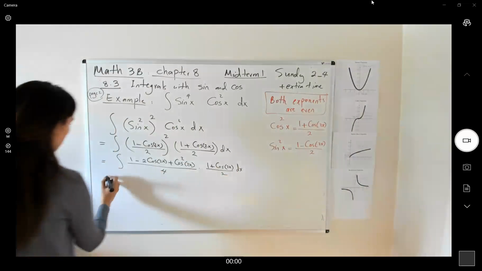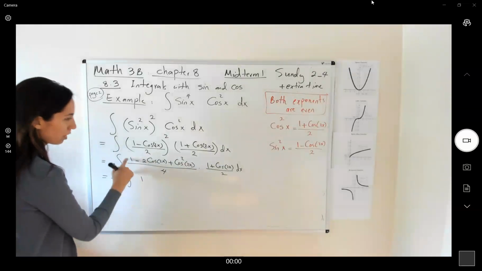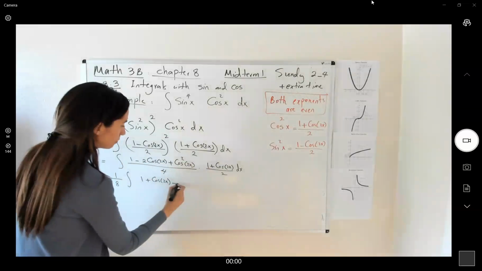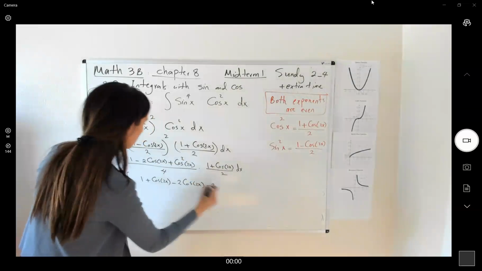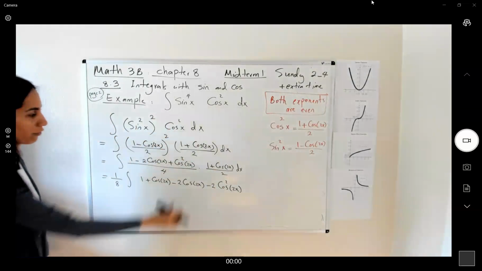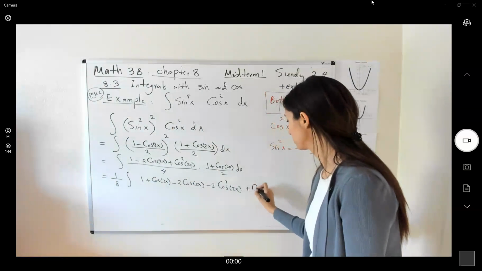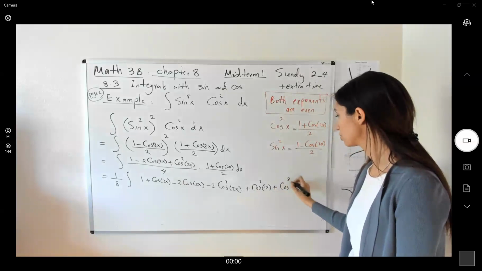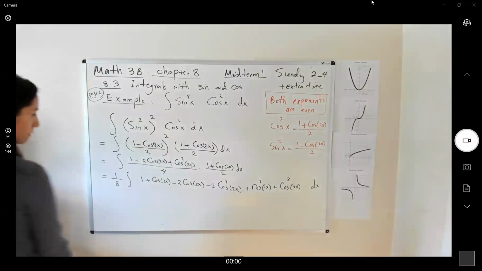So more space. Let me write it down here for you. 1 over 8, the integral, 1 times 1, 1 times cosine 2x, negative 2 cosine 2x, negative 2 cosine squared 2x, and finally, let's distribute cosine squared of 2x here. We get plus cosine squared 2x plus cosine to the third 2x, and finally I have dx here.